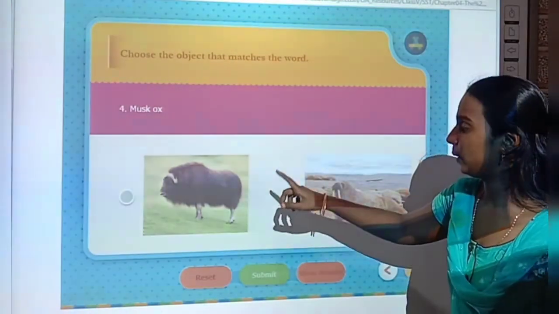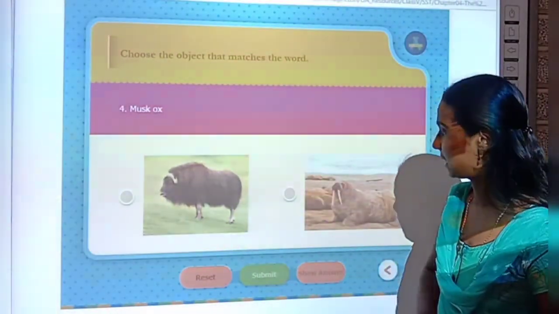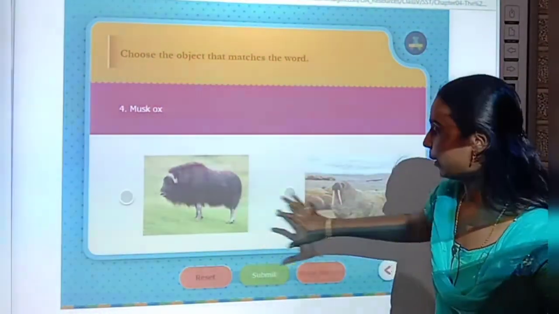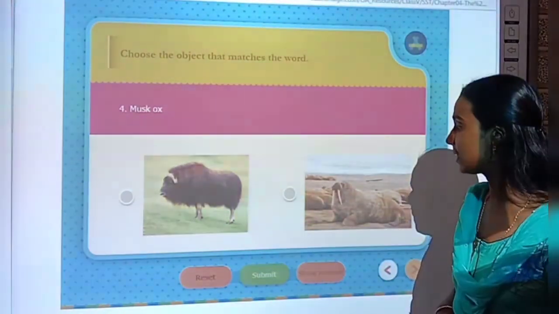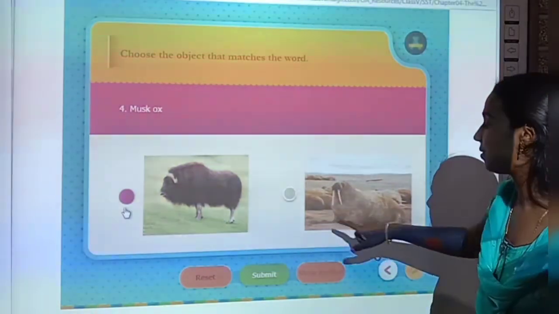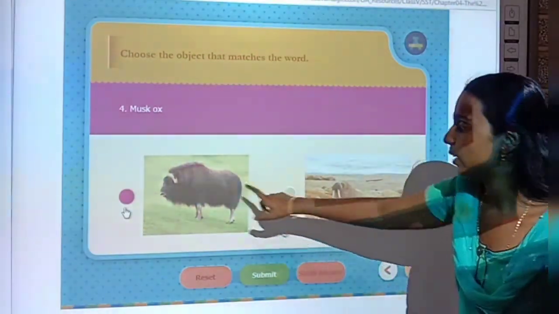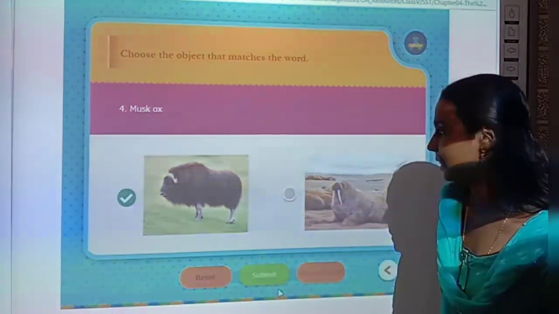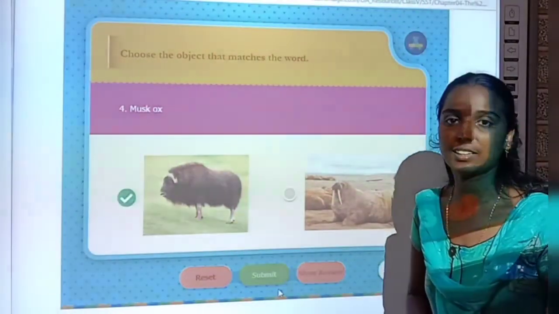Yes, see, with fourth question we have to find which one is muskox. What is this? Do you have any idea which one is muskox? Yes, option A, right? So we know the first question we have seen, this is walrus, right? So this is muskox. Shall we check? Yes, this is muskox. Very good.